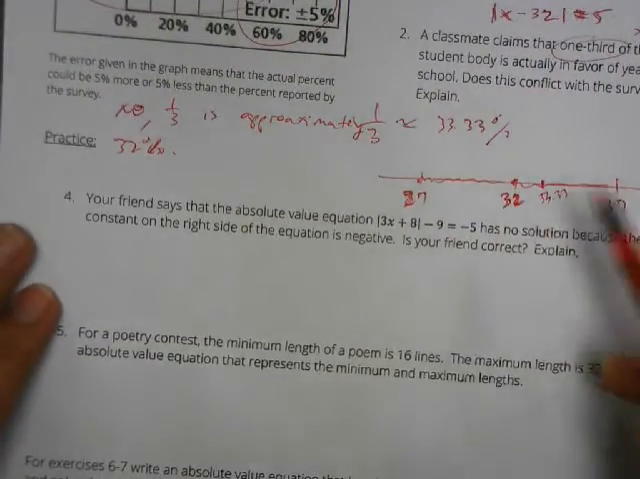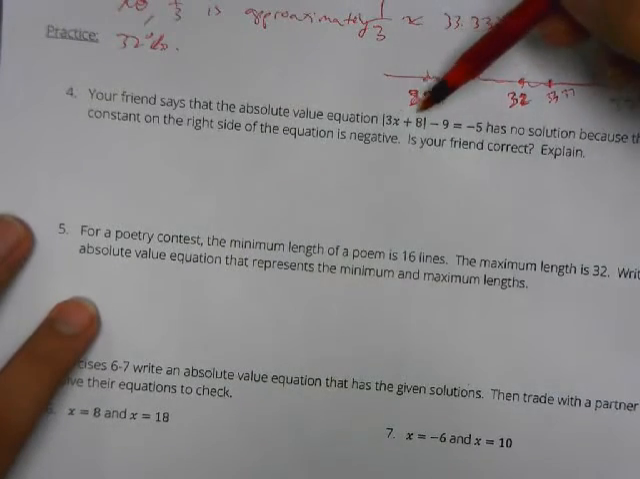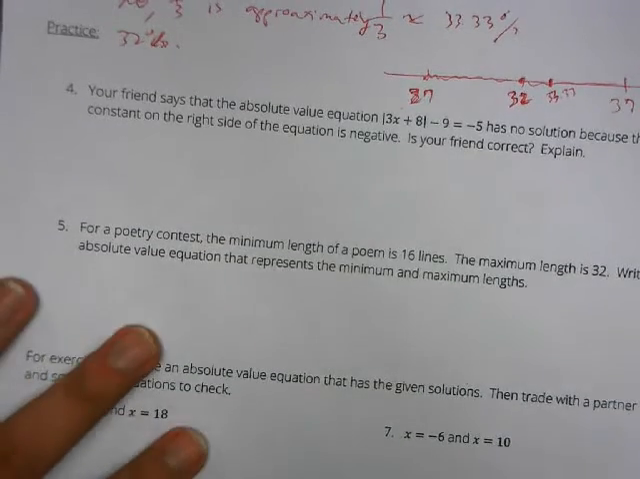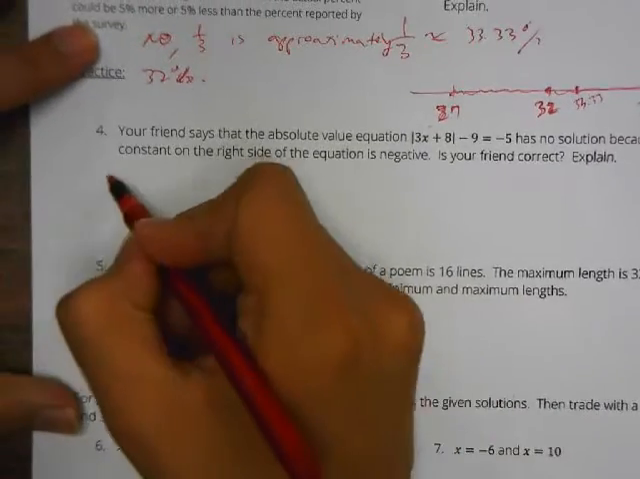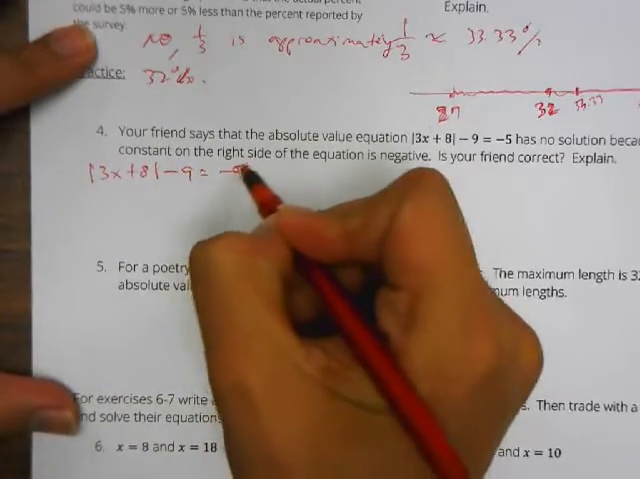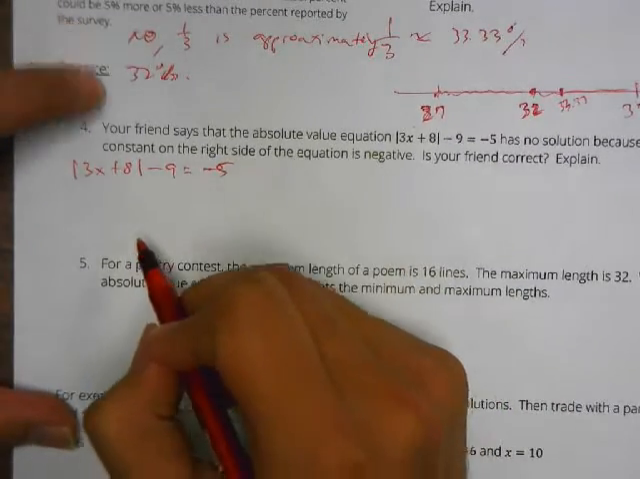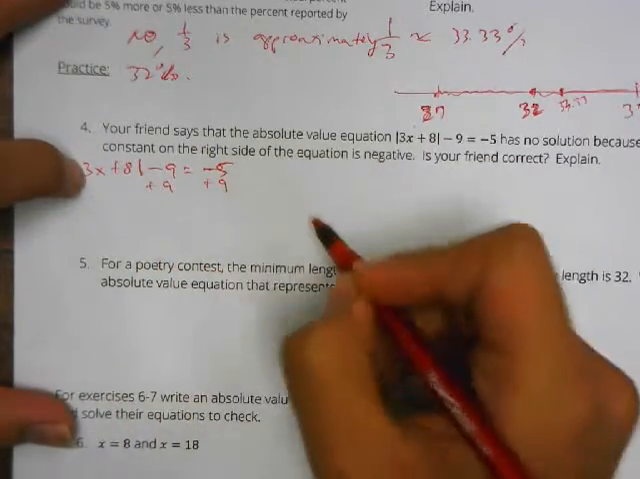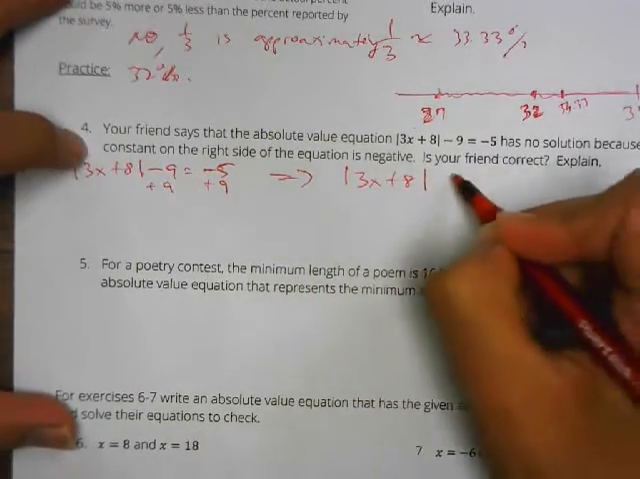Number 4. Your friend says that the absolute value equation, which is that, has no solution because the constant on the right side of the equation is negative. Is your friend correct? Explain. Now, here we have the absolute value of 3x plus 8 minus 9 equals negative 5. The first thing we have to do is get rid of this negative 9 to get our absolute value by itself. So we add 9 to both sides. From here, we're left with the absolute value of 3x plus 8 is equal to negative 5 plus 9, which is 4.